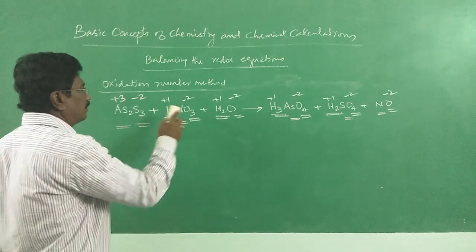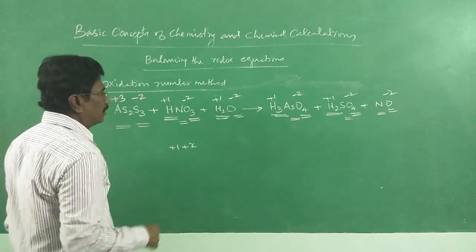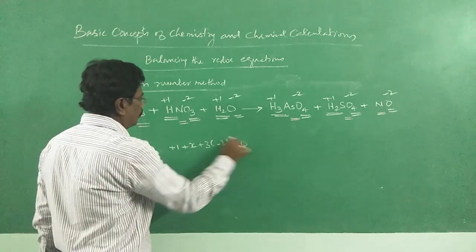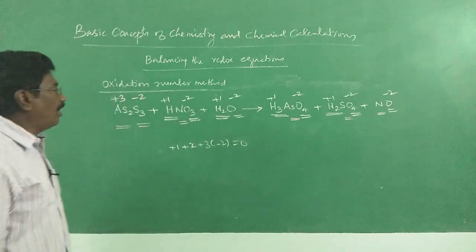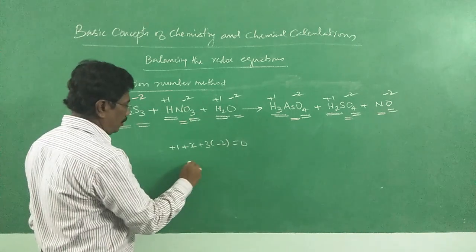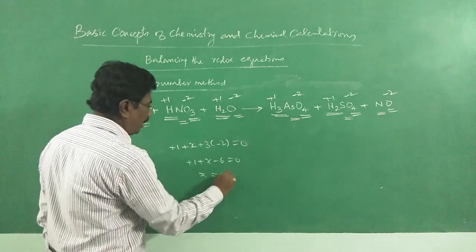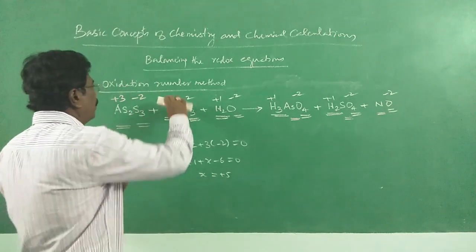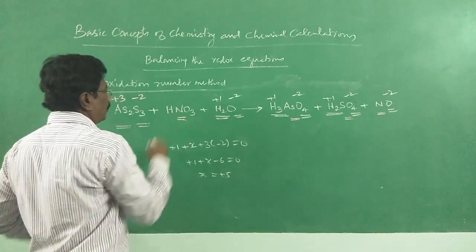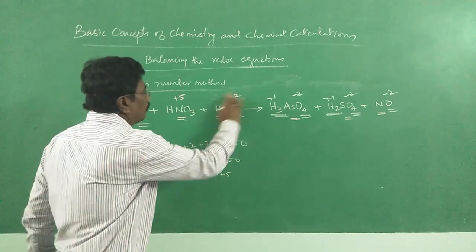Now for nitrogen. How? For hydrogen it is +1. Nitrogen we don't know, x. Oxygen 3 into -2. The sum of the oxidation numbers of all the atoms should be 0. +1 + x + 3 into -2 is equal to 0. Therefore, x is equal to +5. Oxidation state of nitrogen here is +5. We need not bother about others. Now, in water, we need not find the oxidation number of anything.